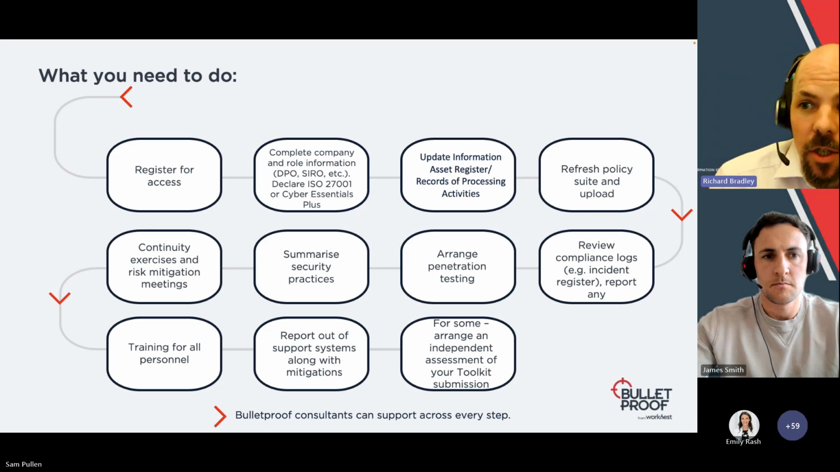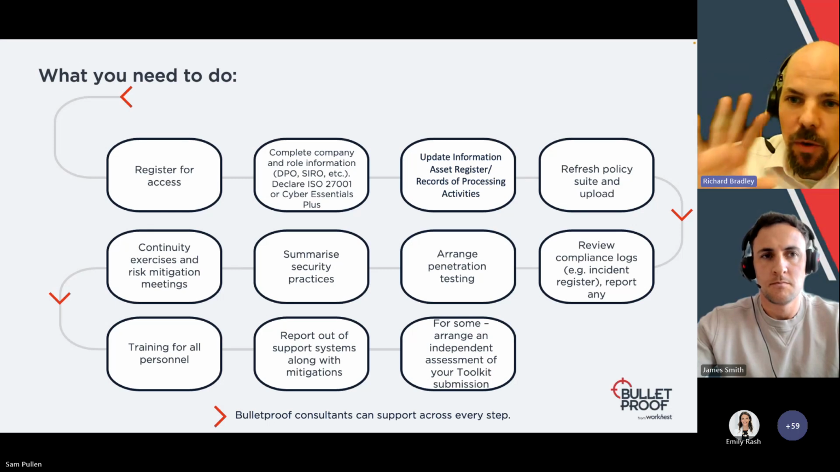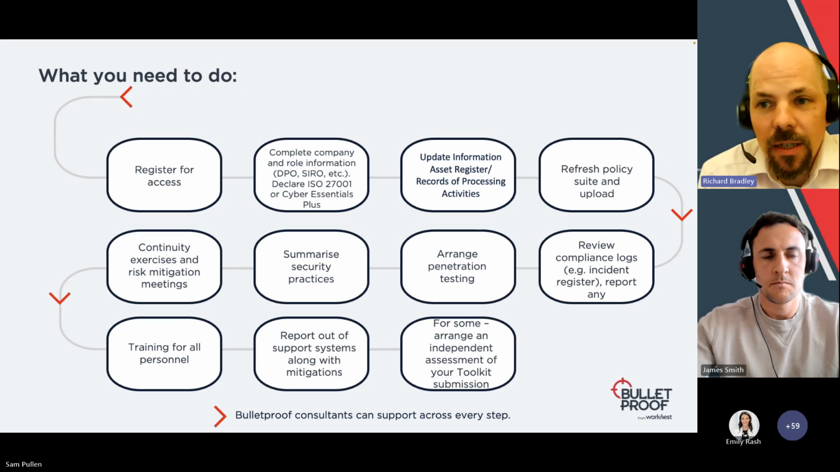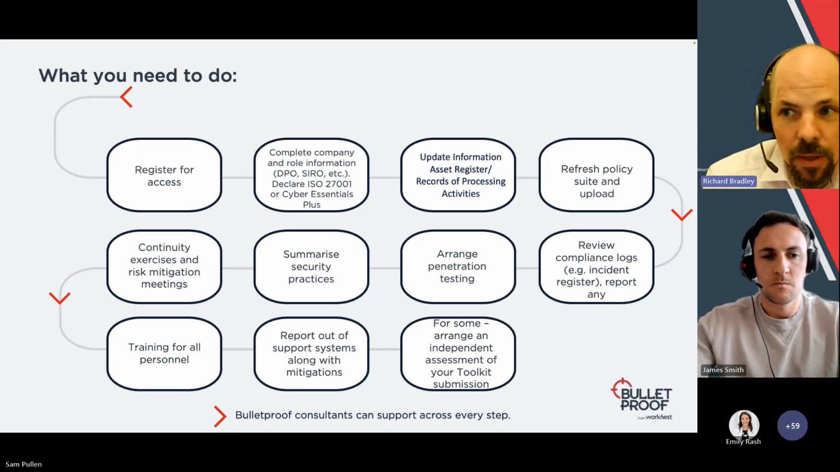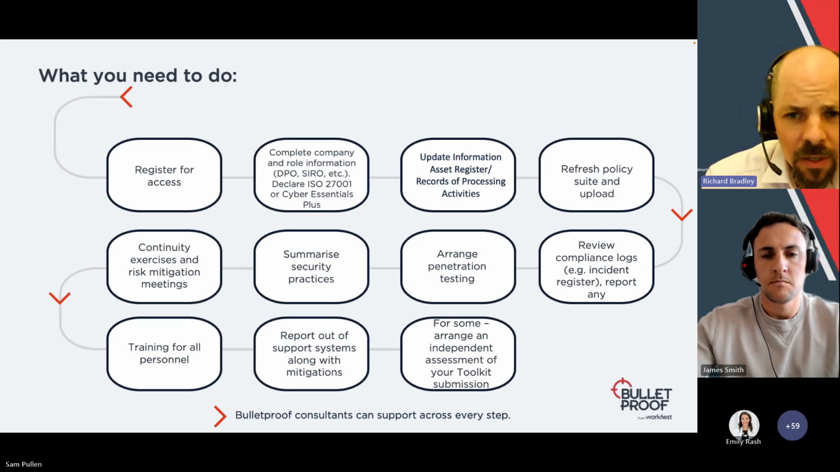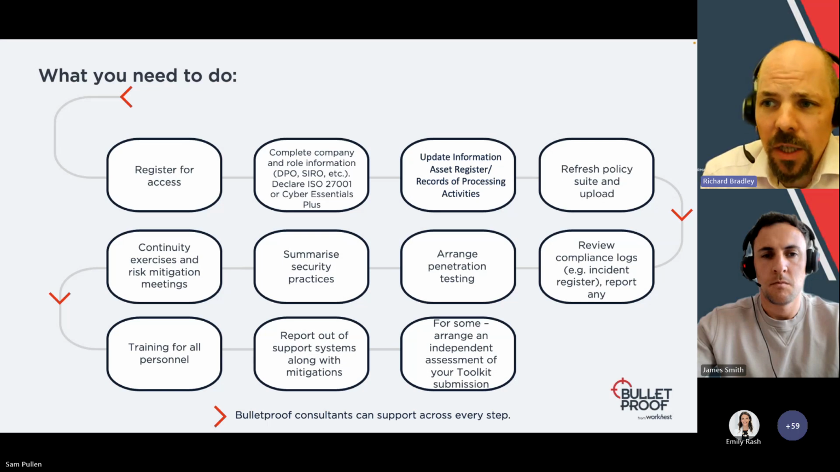So what do you need to do? We've got a process on screen here, a logical order of tackling these things. The first is to register for access. Obviously, if you've not done that and you need to, get hold of NHS England. I appreciate they may have a lot going on at the moment, but that is the first step. They'll give you what's called an ODS code, which allows you to get onto the toolkit. It's basically your organization code.